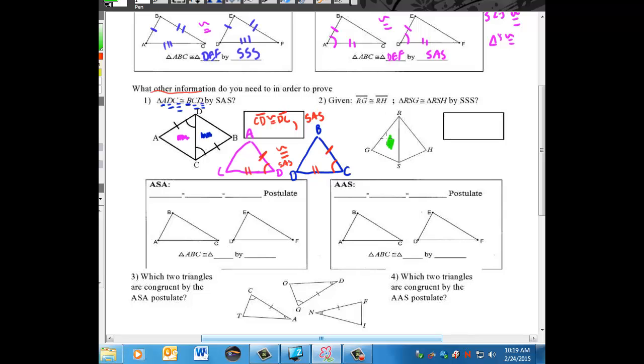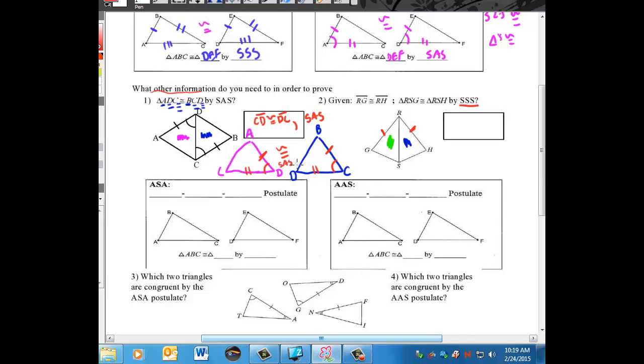So here's this triangle on the left. We have this triangle on the right. And this time I won't separate them because it's good to know how to do them each way. So we'll just go ahead and keep these triangles where they're at. Let's mark what's given. We have RG and RH, so let's put a single mark. We're being told that they want us to prove this by side, side, side.